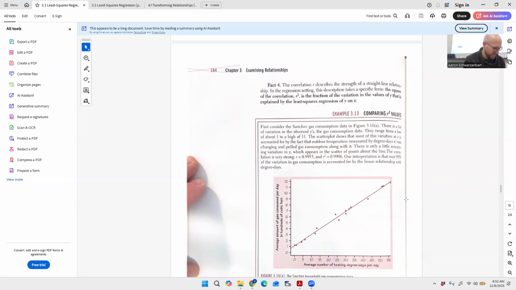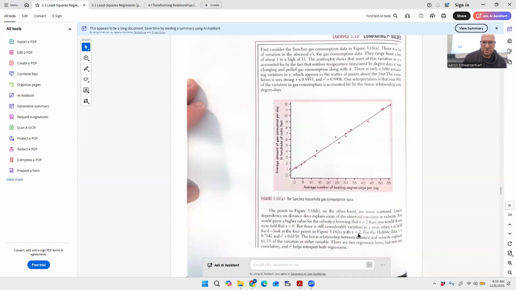Okay, so anyways, we need to keep going. So you remember the Sanchez family and their gas thing? That was an earlier example from last week, right? So we can see that their r is 0.9953 and their r squared is 99.06. So 99.06% of the variation in gas consumed per day can be predicted by the heating degree days.